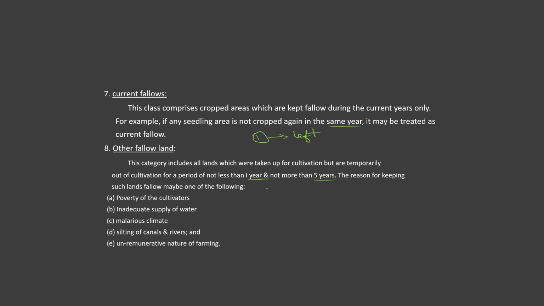So, here a land has been taken up for cultivation, but they have not started cultivating the land for at least 1 year and up to 5 years. The reasons include poverty of the cultivators, that is lack of money, or inadequate supply of water, malarious climate, silting of canals, or unremunerative nature of farming. So these may be the reasons for the land being left uncultivated. This is the eighth type of classification.